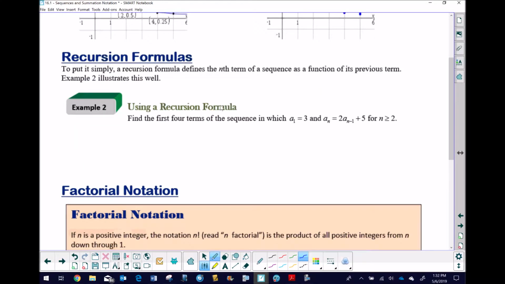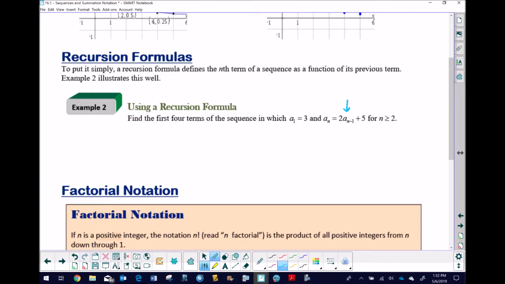Okay? Next, I want to talk to you about recursion formulas. To put it simply, a recursion formula just defines the nth term of a sequence as a function of its previous term. The Fibonacci sequence is very much like that. All right? So find the first 4 terms of the sequence in which you know the first term is 3, and the formula to find any of the subsequent terms is a sub n equals 2 times a sub n minus 1 plus 5.